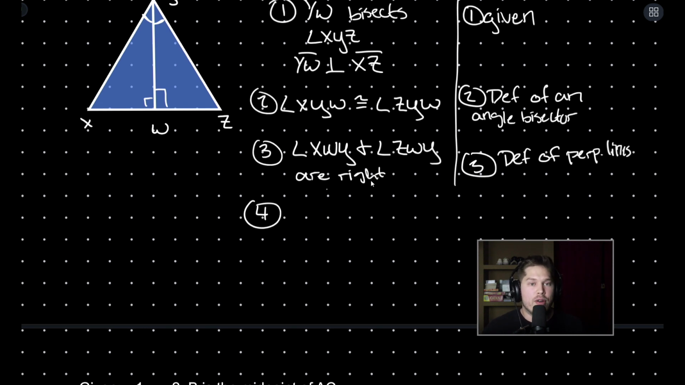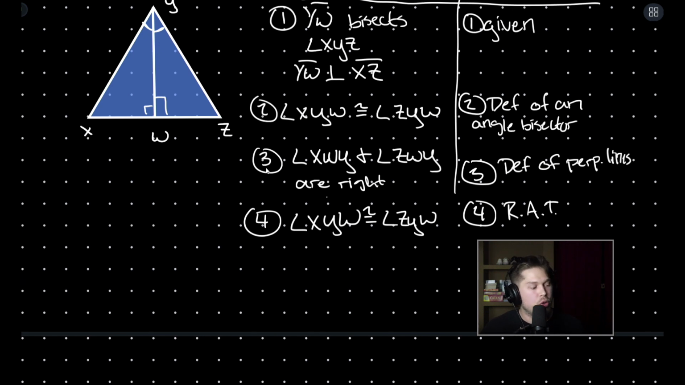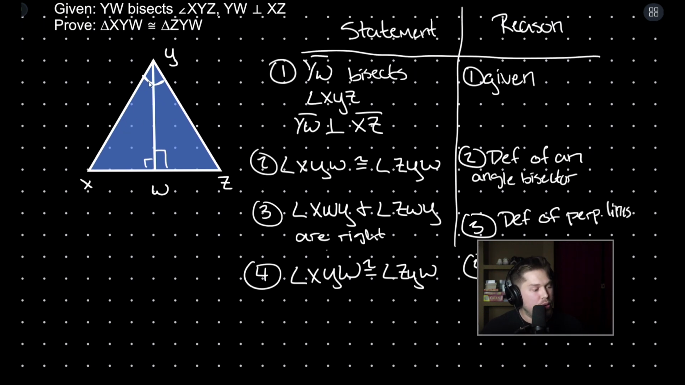What follows is going to be the repercussion of our repercussion, if there is any. And I know that kind of gets a little meta, but number 4 is going to be that angle XYW is congruent to angle ZYW, and that's just because of the right angle theorem. The right angle theorem, if you don't remember, is just that all right angles are congruent to one another. So this is what we have so far.